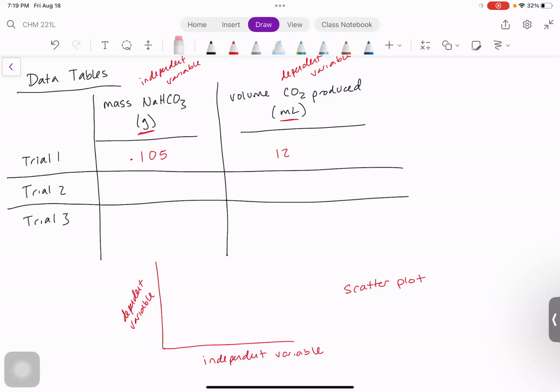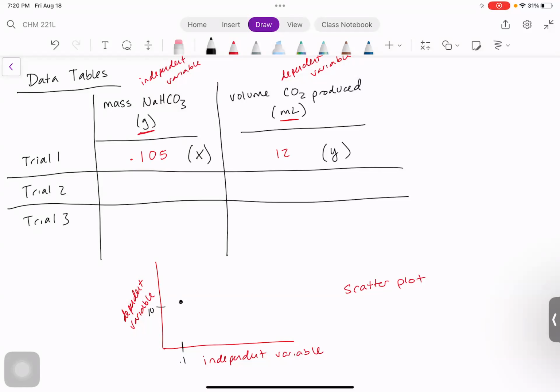So it's important to make sure that you always have units associated with your number, but in a data table, you can just put those units in the heading. So here, this will be my x value. My x value is going to be 0.105, and my y value is going to be the 12. So 0.1 would be my x value, and then if this was like 10, 12 might be a little bit higher. So this would be that data point.